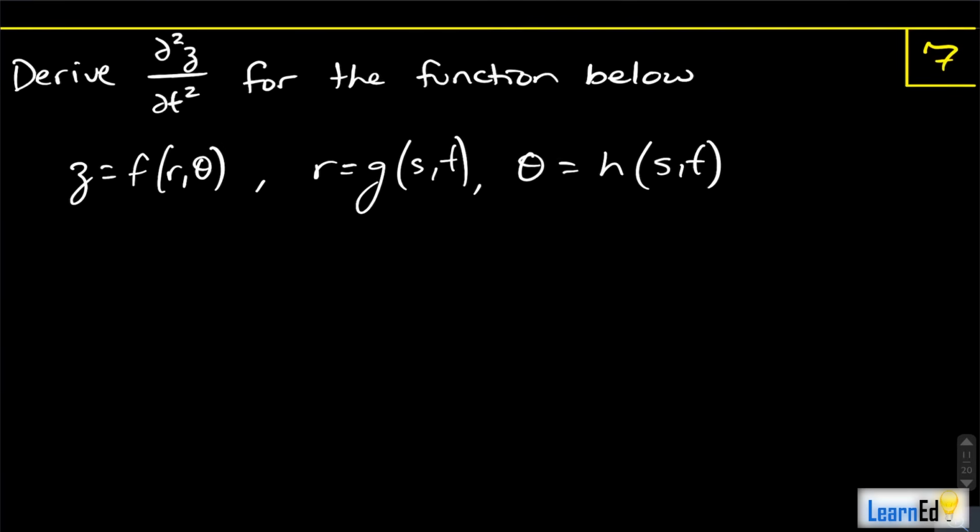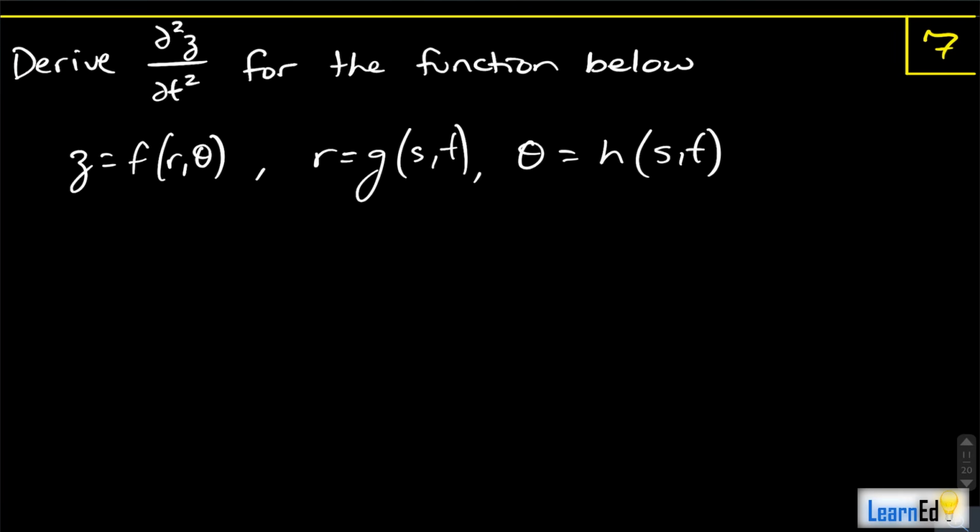Moving on to number 7, we are asked to derive the second partial derivative with respect to t for the function below. We have z as a function of r and theta, and these r and thetas have individual functions themselves with respect to other variables. So r is a function g with respect to s and t. Theta is a function h with respect to s and t.